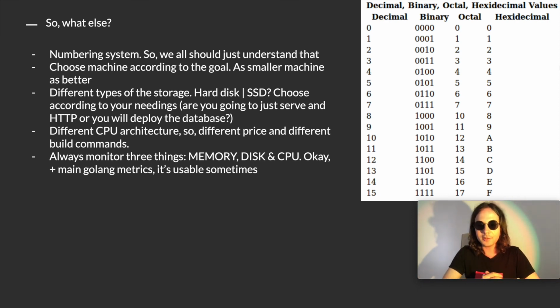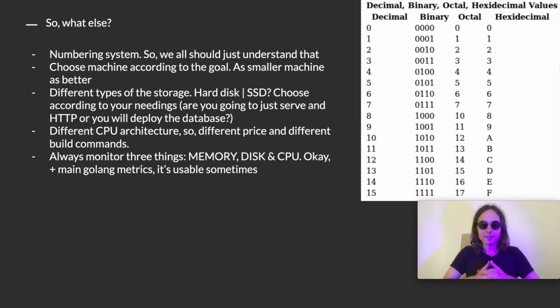Then there is different CPU architecture, guys. Maybe for now it is not really super clear to you, you know. But in the next steps, in the next lessons, we will compile a Golang application for different CPU architectures, and I will show you how it works, how to compile, etc.